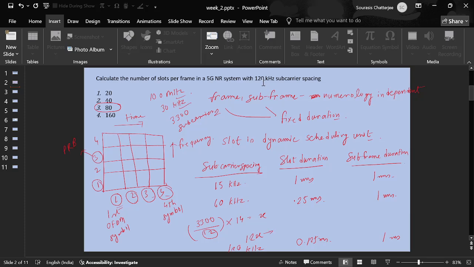It's the biggest time unit in the 5G NR framework. So am I able to make you understand? Yes. Fine. Thank you.